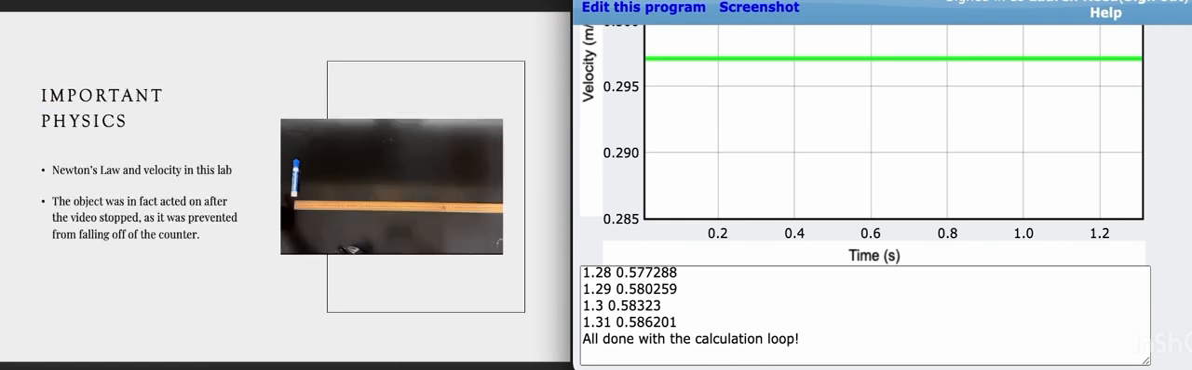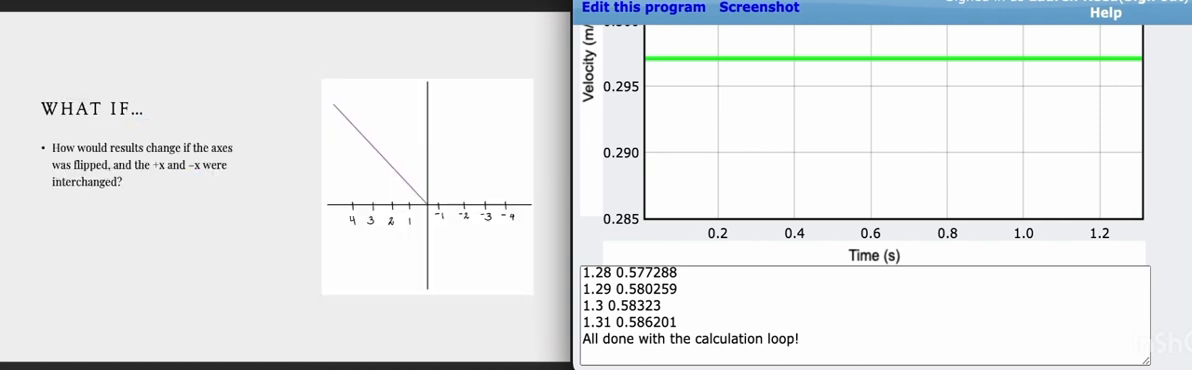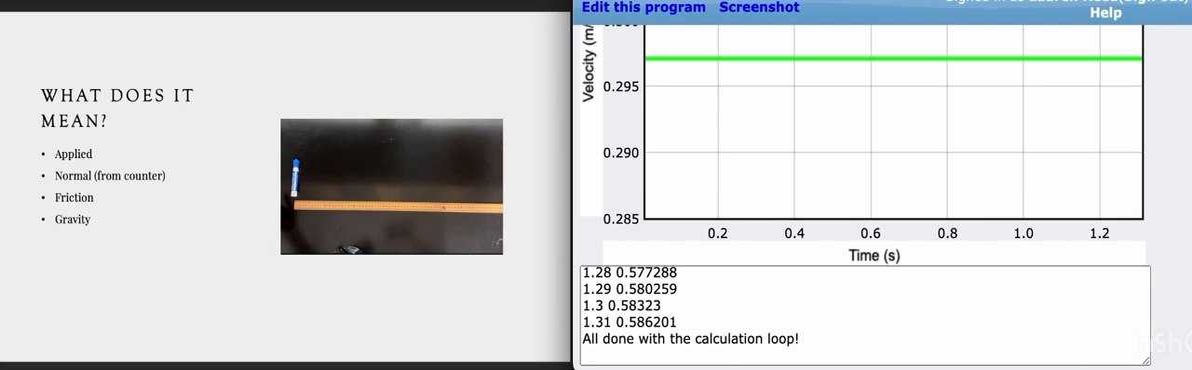Important physics: Newton's law and velocity in this lab. The object was in fact acted on after the video stopped as it was prevented from falling off the counter. We will get back to this in just a second. How would results change if the axes were flipped and the positive x and negative x were interchanged? This would cause the object to seemingly move in the negative x direction as seen on the graph. What does it mean? As mentioned before with Newton's law, there were applied forces as the object was rolled: normal forces from the counter, friction, and gravity.